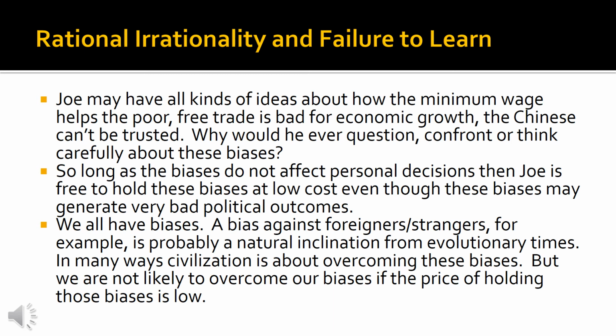Now, we all have biases. We may have a bias against foreigners or strangers, for example, and this is probably a natural inclination from evolutionary times that we're concerned about the next tribe over coming over and stealing what little food we've hunted and gathered. And in many ways, civilization over time overcomes these biases, and we've seen this over the past couple centuries. But personally, we're not likely to overcome these types of biases if the prices of holding these biases are low.